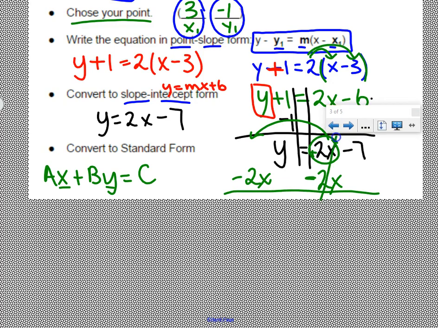The positive 2x and the negative 2x cancel out, leaving us with just this -7. Equals, the y comes down, it's positive, so I'm going to put a plus sign in front of it, and then we have -2x. So that is our equation in standard form. So we have negative 2x plus y equals negative 7.